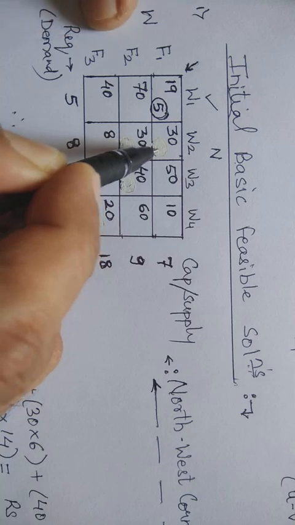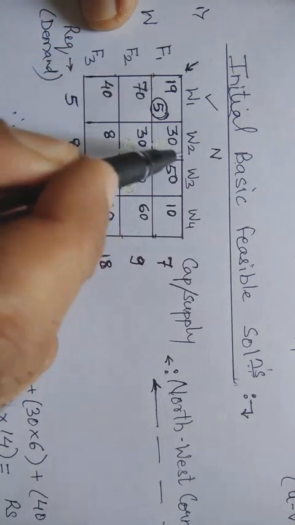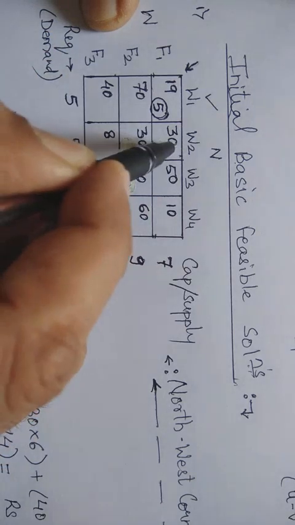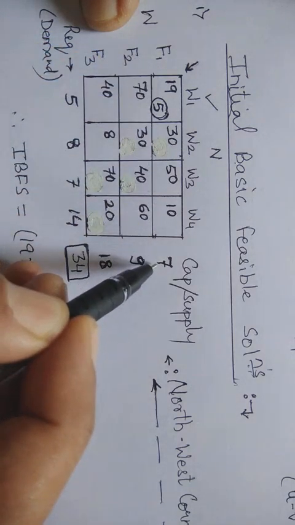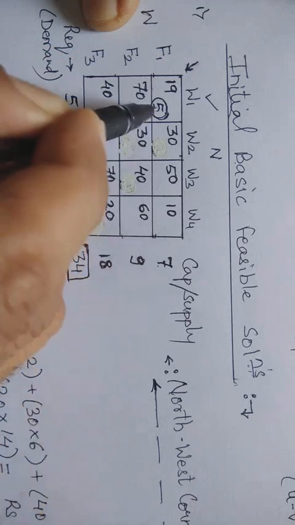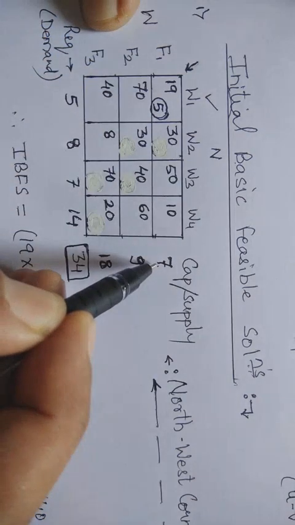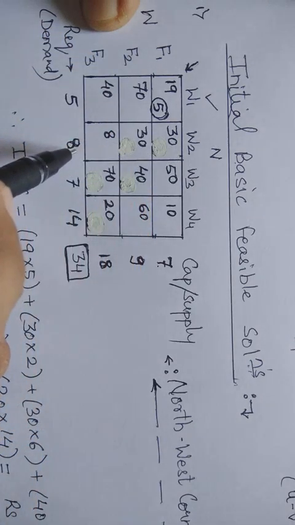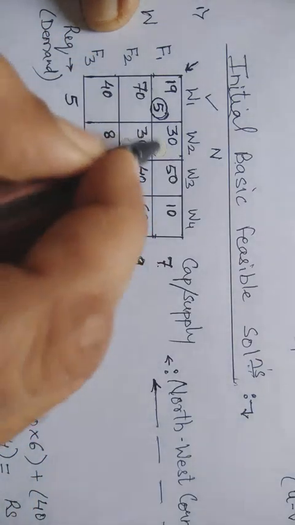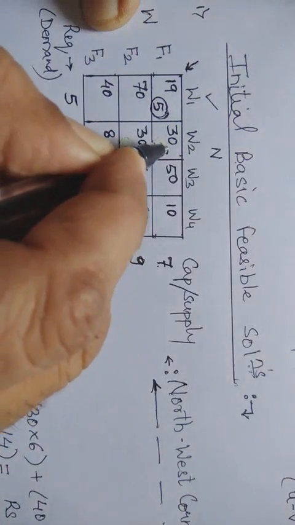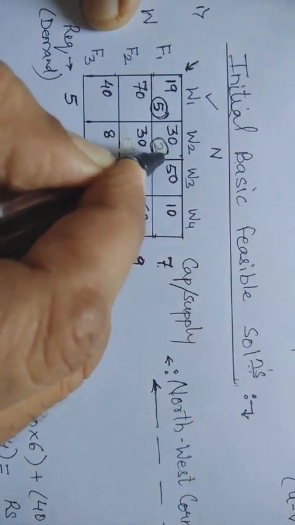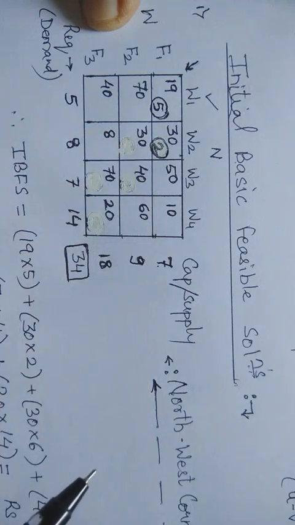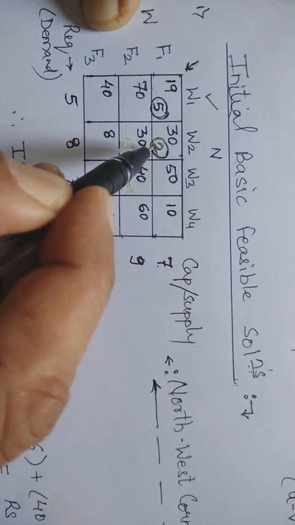Now here it is factory 1, W2. W2's requirement is 8. But F1's capacity was 7, 5 is given, so now F1 has a capacity of only 2. F1 has only 2 parts, but W2 wants 8. So W2 will take the remaining 2 from F1. I allocate here 2.